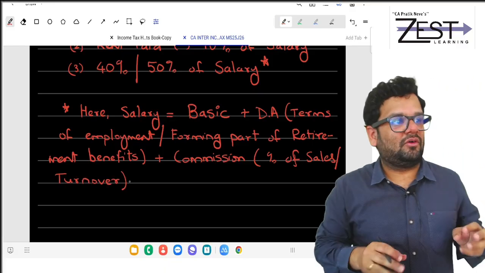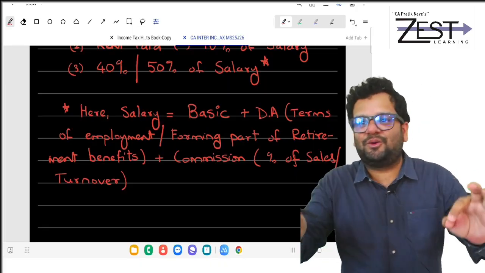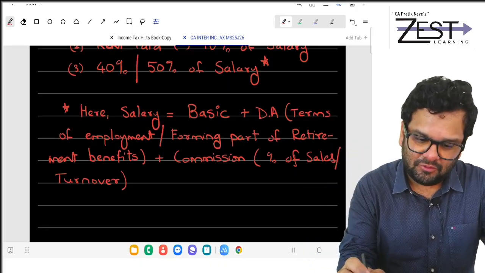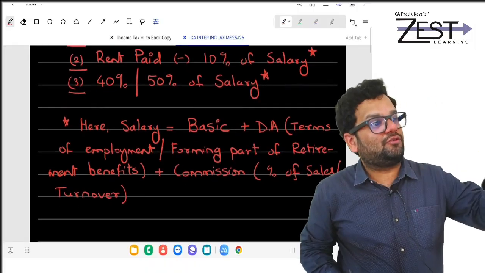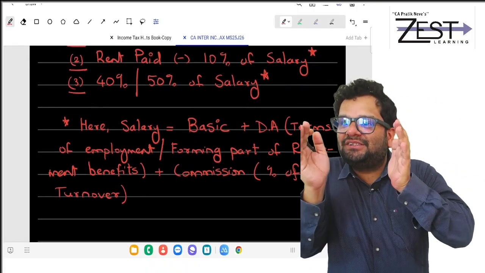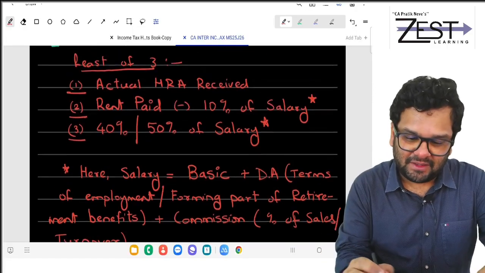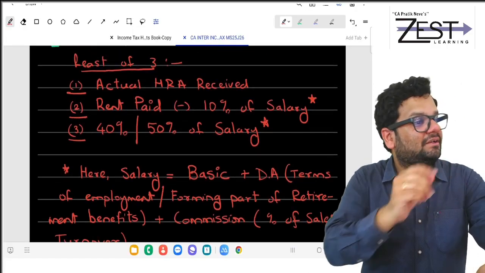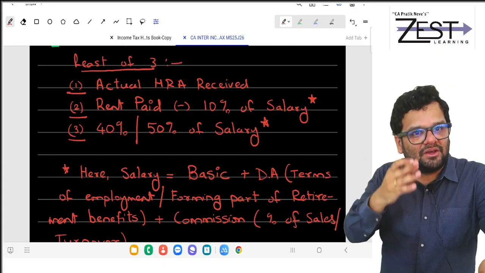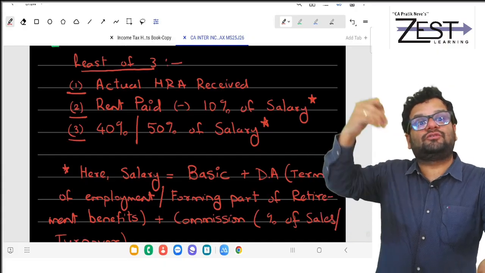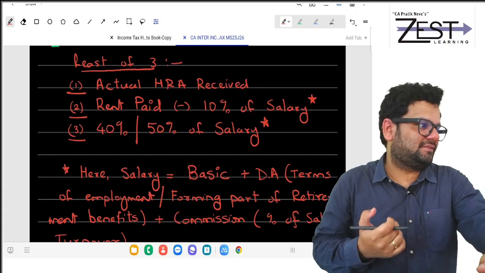Yes, it might seem awkward to you at first, but this is a formula set by the government. Out of these 3, whichever is least will be exempted. But again, I am happy with this formula set. It's not monetarily fixed, it is a percentage of something. First of all, it depends on rent paid. Rent paid minus 10% of your salary, or last is 40% or 50% of your salary. And first is the actual HRA received.